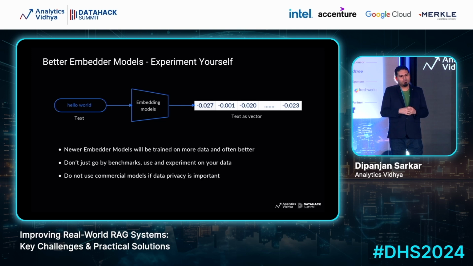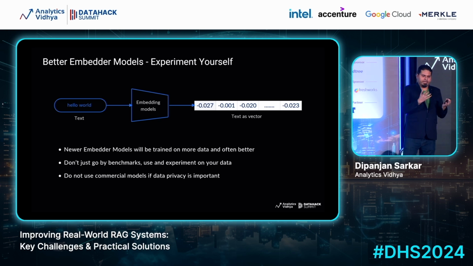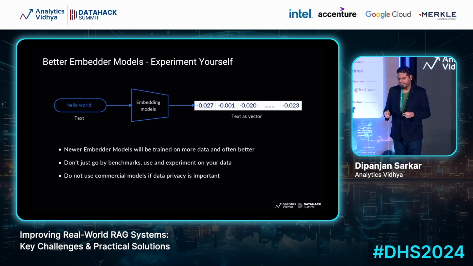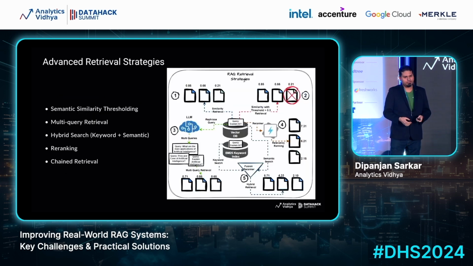Newer embedding models will always be trained on more data and will often be better. That's a given in most cases. And like I said, don't just go by benchmarks, experiment on your data. Don't use commercial models if data privacy is important. Like if you're using the OpenAI embedding model, it'll send your text documents to their servers. So if your data privacy is very important, don't use those kind of models. Go for the open weight or open source models.